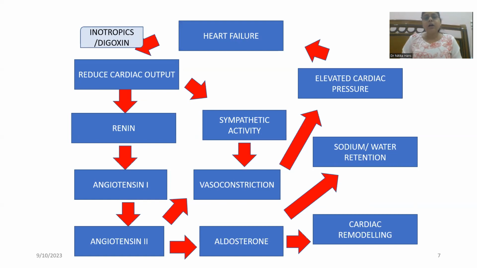Now, reduced cardiac output. To increase the cardiac output, the drugs are inotropics and digoxin. Digoxin inhibits the sodium potassium ATPase pump, and it also increases the release of calcium inside the cardiac myocyte. So it increases the cardiac contractility.